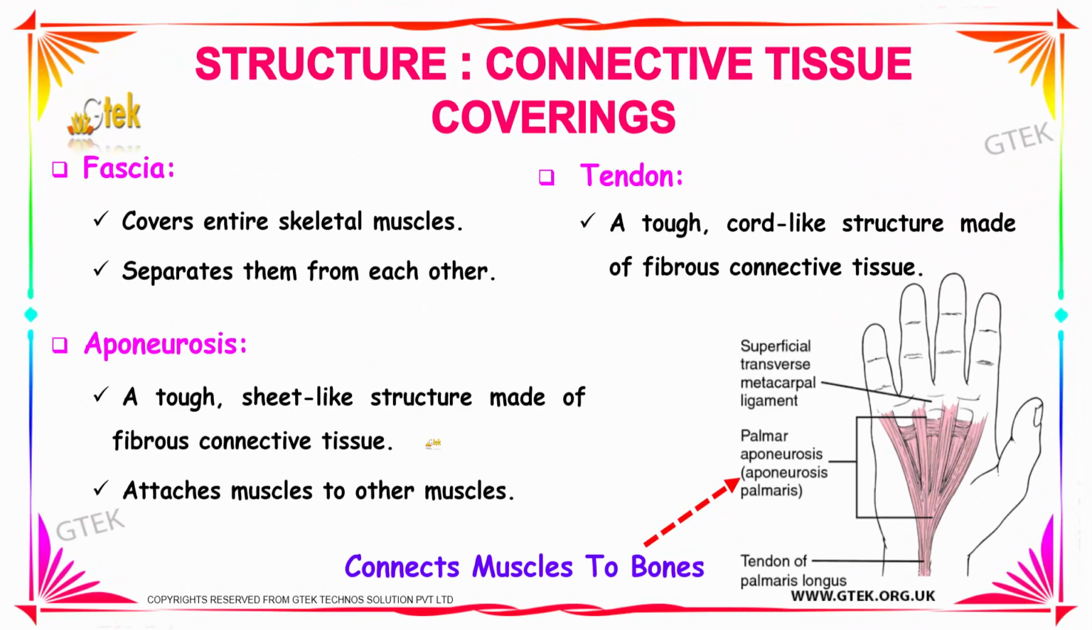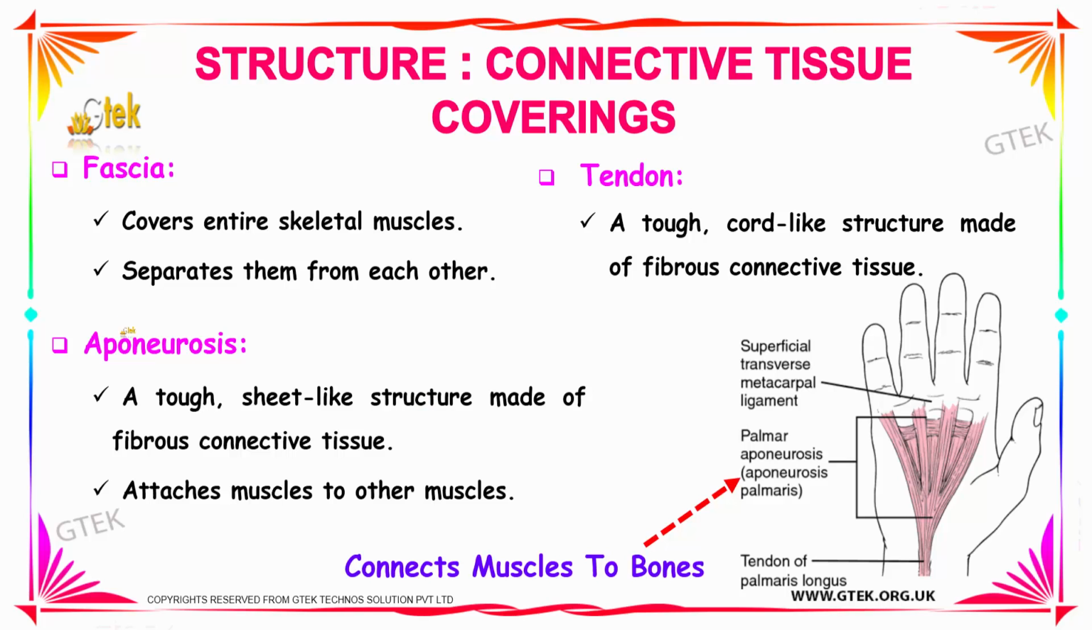Next we are going to see the structure of the connective tissues and coverings. If you see, fascia covers the entire skeletal muscles and it separates them from each other so that they don't run across each other.